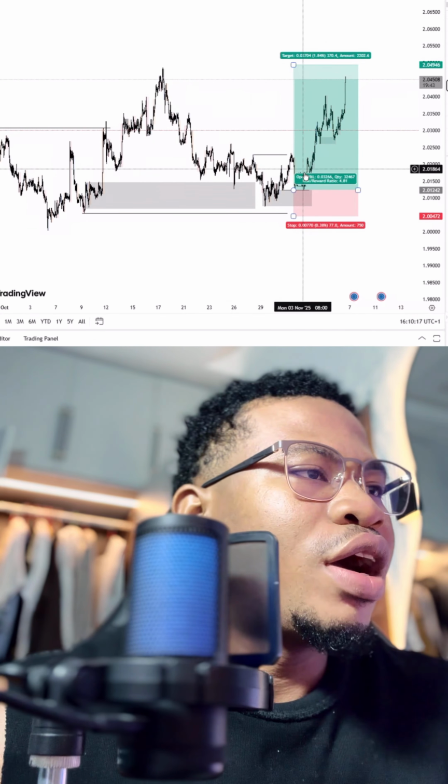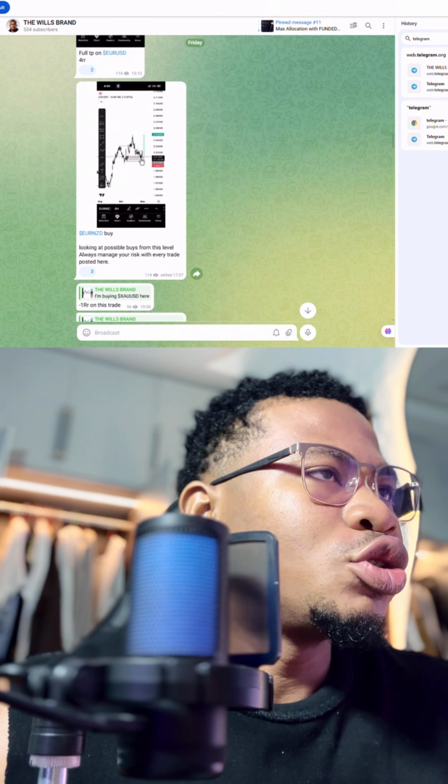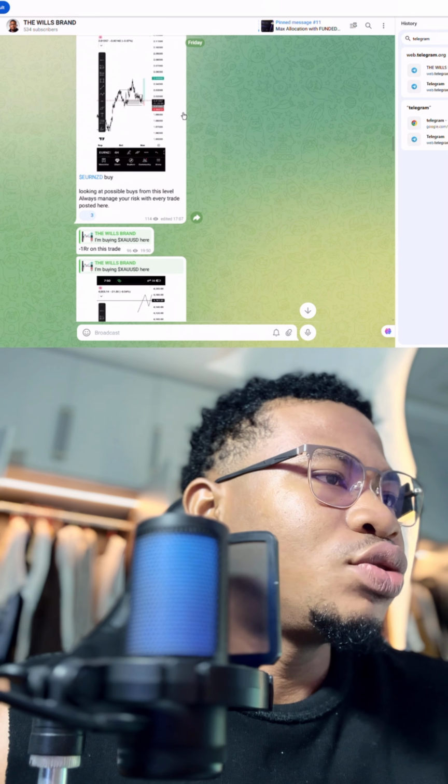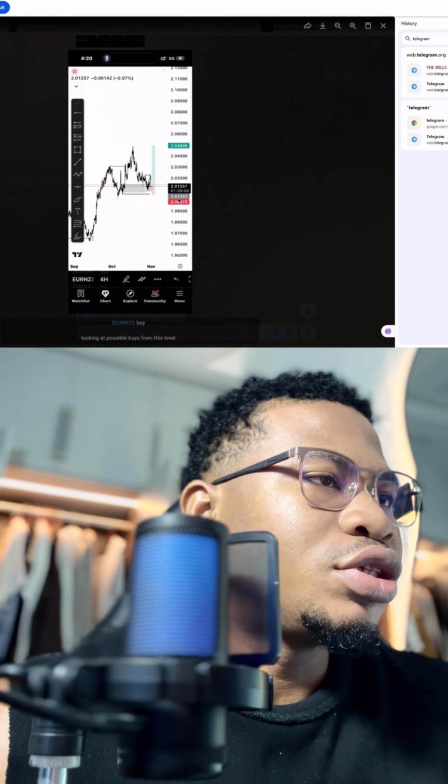Hey guys, so we have this trade on EURNZD. I shared this trade with my Telegram community. You can see this was where I dropped it, last week Friday, at entry. You can see the entry is 2.01242.